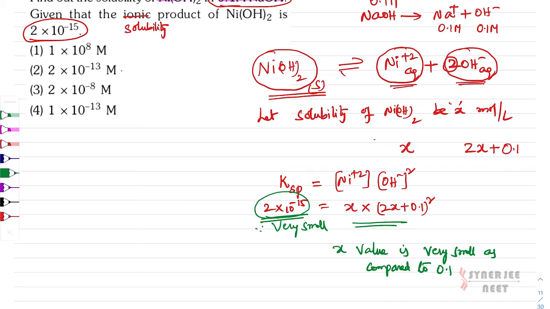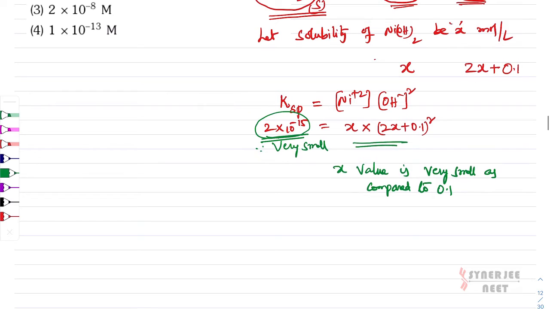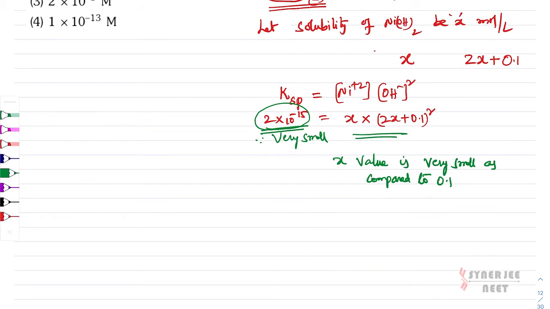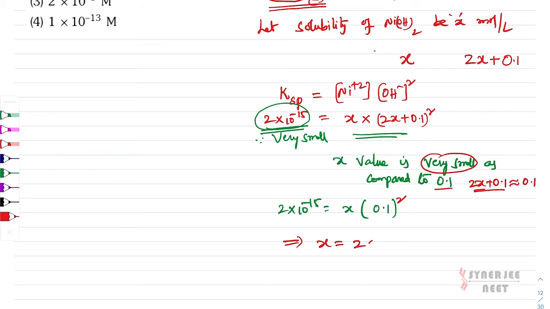So since X value is very small as compared to 0.1, therefore I can approximate this as 2 into 10 power minus 15 is equal to X into (2X plus 0.1) squared, and I can write it as approximately 0.1. Why? Because if X value is very small compared to 0.1, 2X plus 0.1 can be approximated as 0.1. Because X is small, I can neglect this 2X in the addition process. So 0.1 I am writing in place of 2X plus 0.1, squared. Therefore, X will be 2 into 10 power minus 15 divided by 0.1, I can write 10 power minus 1 squared. So that means 2 into 10 power minus 13.